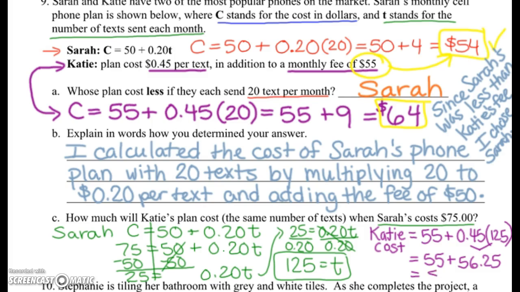After I've multiplied, now I'm going to total it up by adding, and I get $111.25. There's Katie's cost when Sarah's plan is $75. Katie's cost for her plan is $111.25.